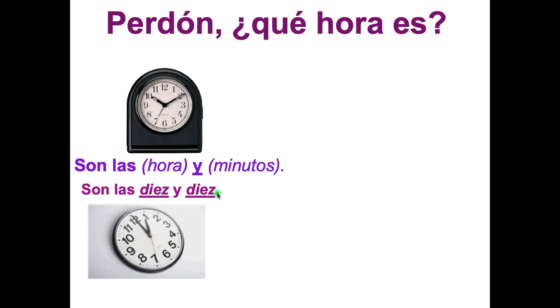Okay, so let's try this one. This one is a little different. En español, anytime you are going to say that the hour is 1, you have to say es la una. Okay, even if it was like 1:15, you would say es la una y 15. Okay, if it was 1:20, es la una y 20. If it was 1:30, es la una y 30. Okay, I think you get the point. So let's look at some other clocks.